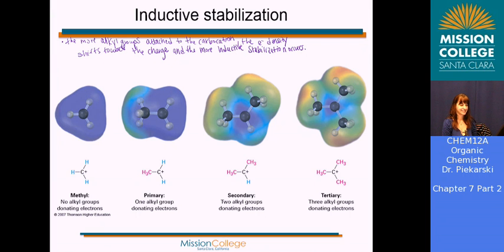All right? So both due to hyperconjugation and inductive stabilization. Remember, the inductive effect had to do with electrons being distributed within sigma bonds. Okay? If you don't remember the inductive effect, I would review over it again. Okay? It would be helpful.